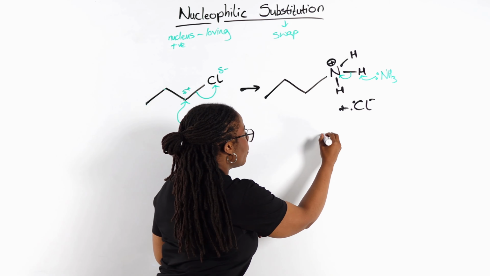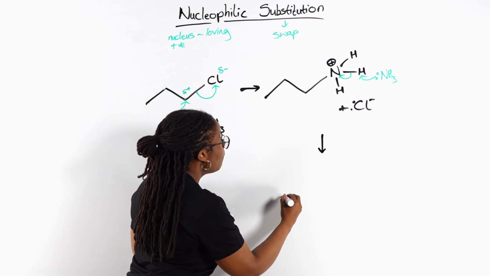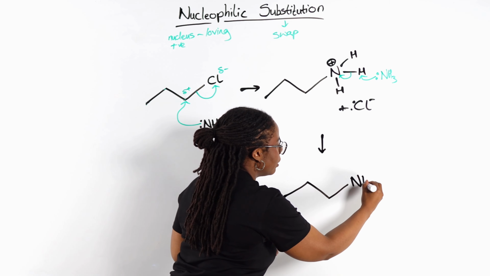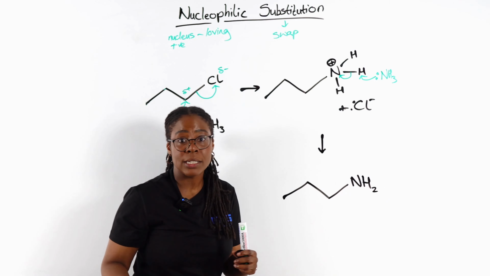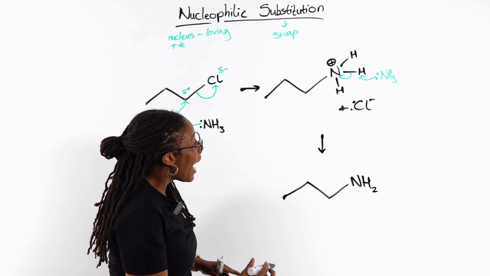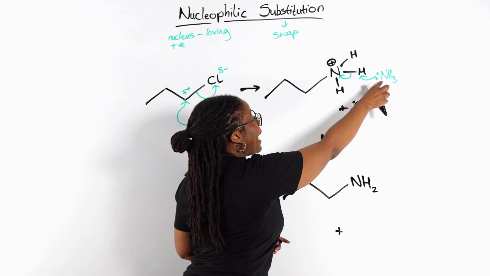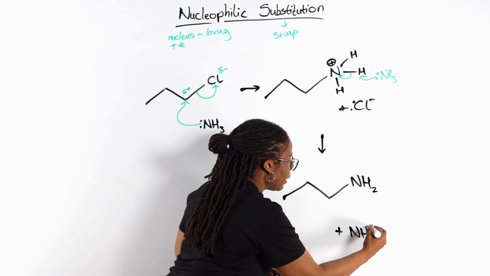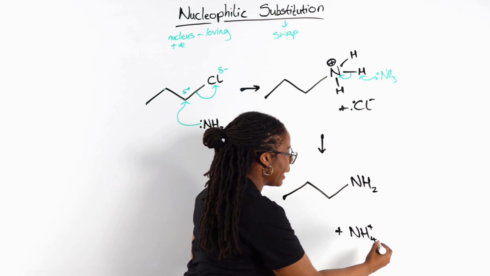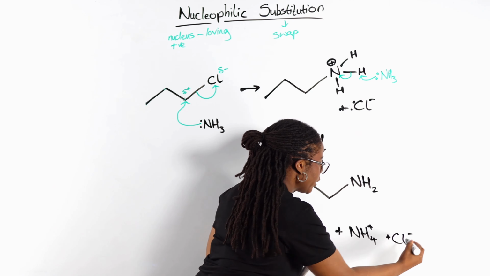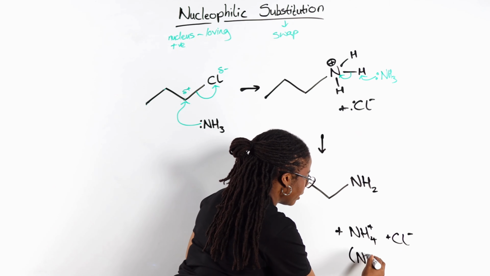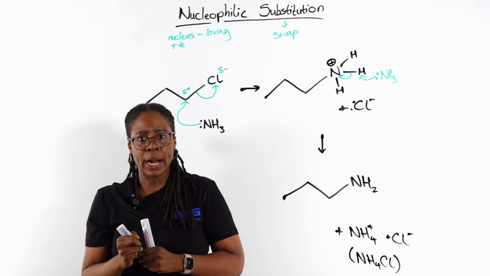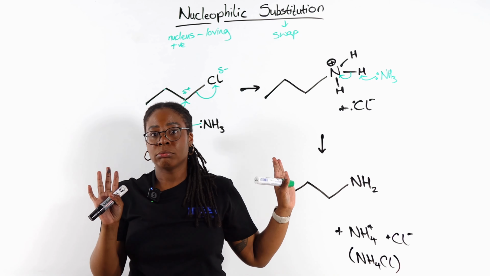Now, what do we end up with as our final product? We end up with our amine, which you'll meet in more detail in year 13. Unless you're already in year 13, then you might have met them already. And you will have NH4 plus from the NH3 taking that H+, and you will have that Cl minus, which we can actually technically just write all together as ammonium chloride.